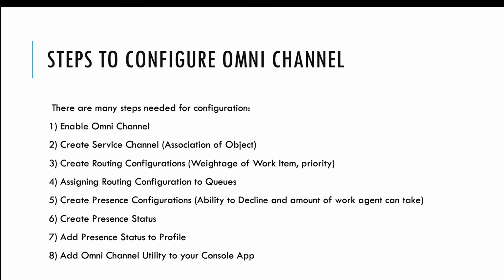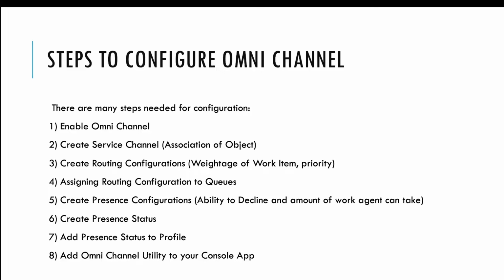Now these are the simple eight steps. It might look intimidating, but these are simple 8 steps that you need to configure to have omni-channel working in your Salesforce org. So let's go through it. First is enabling omni-channel. You just need to go to setup and go to enable omni-channel and just check the checkbox on. Once omni-channel is enabled, then you need to have a service channel created. Basically, you want to specify whether you want this omni-channel to be enabled for lead or a case. That kind of configuration you would do in the service channel.